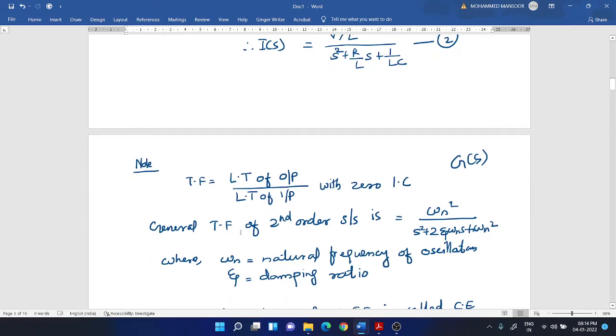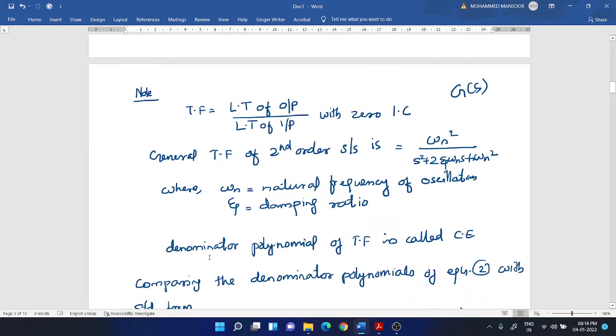The general transfer function of a second order system can be written as omega n square divided by s square plus 2 zeta omega n s plus omega n square, where omega n is known as the natural frequency of oscillation and zeta is known as the damping ratio. The denominator polynomial of this transfer function is termed the characteristic equation, CE. So what is the characteristic equation of the standard transfer function of a second order system? That is s square plus 2 zeta omega n s plus omega n square.